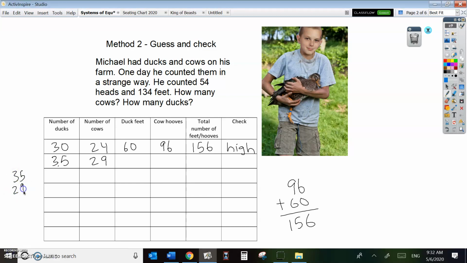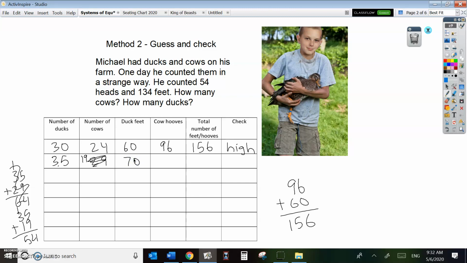35 plus 29 is going to be 64, so I went wrong somewhere. Oh yeah, this should be 19, not 29. 35 plus 19 is 54. Okay, so 35 ducks will have 70 feet.